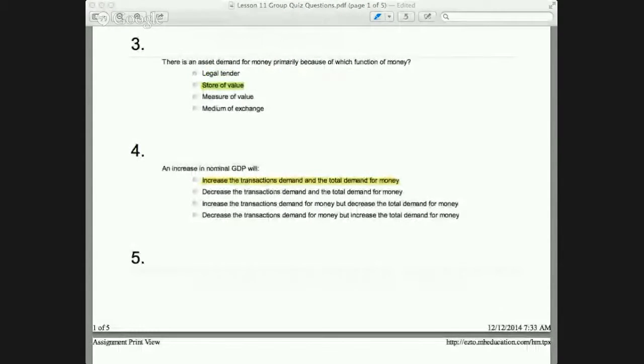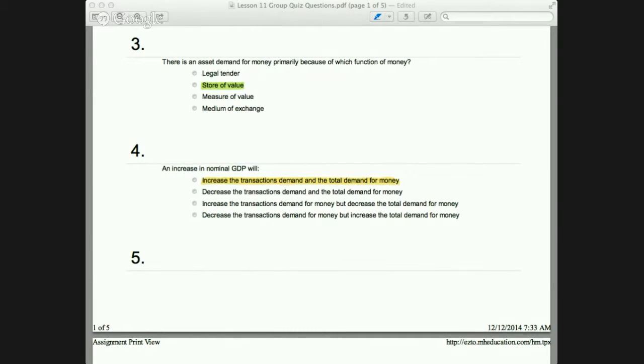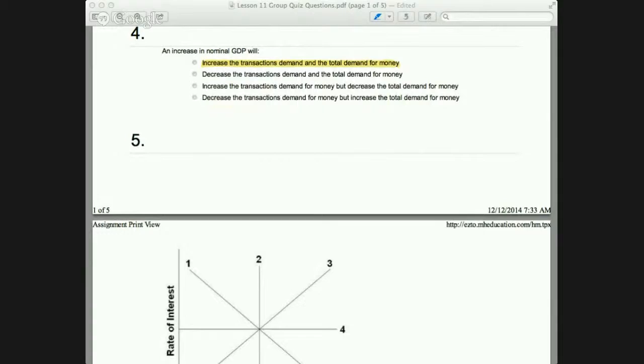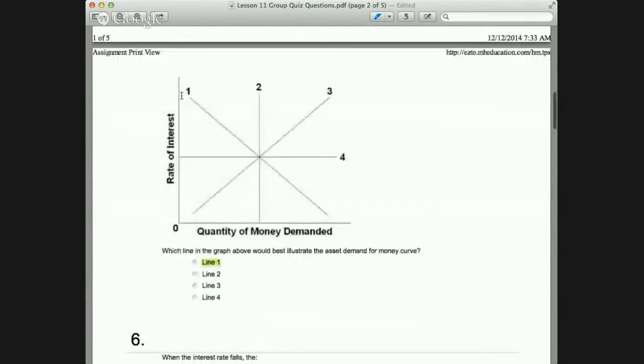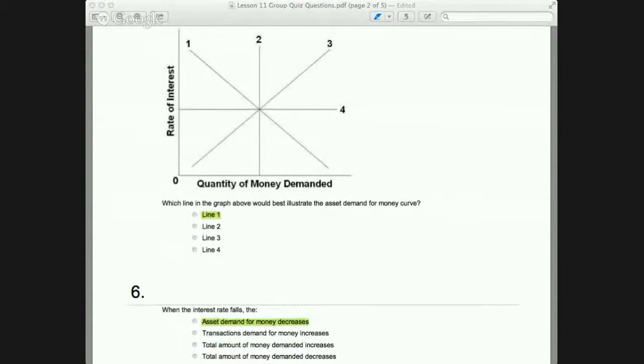Third one, there's an asset demand for money primarily because of which function of money? I chose store of value. Yep, that's what I had. Number four, an increase in nominal GDP will increase the transactions demand and the total demand for money, which is the first option. That's what I had. That one was hard for me because I was looking at the graph and couldn't figure it out until the end of the chapter. I thought the quiz would follow the reading, but it wasn't that way this time. It was mixed up, so I was like, what are they asking?